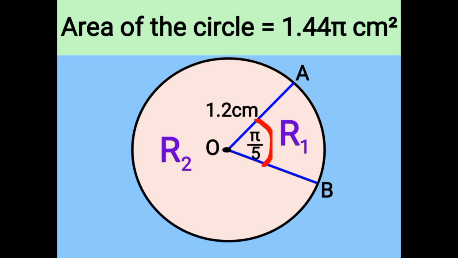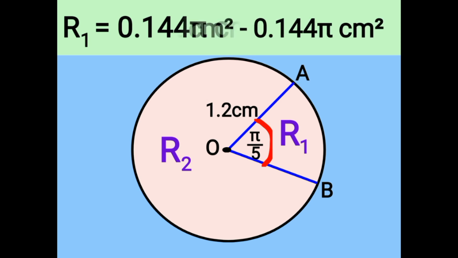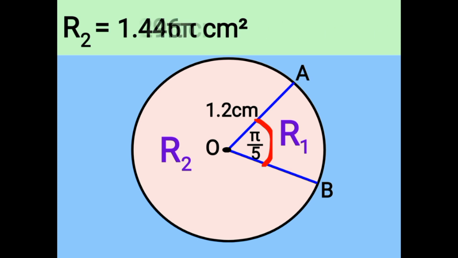Now, since we know the area of the circle as 1.44 pi centimeters squared and the area of the minor sector R1 as 0.144 pi centimeters squared, we can calculate the area of the major sector R2. So, R2 equals 1.44 pi centimeters squared minus 0.144 pi centimeters squared equals 1.296 pi centimeters squared. So, the area of the major sector R2 is 1.296 pi centimeters squared.